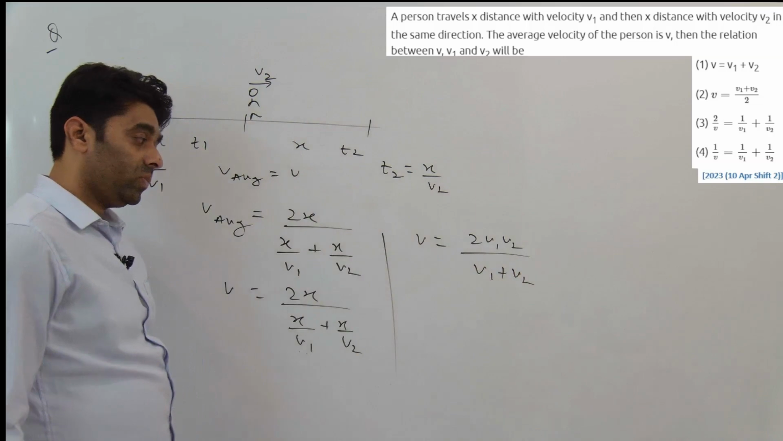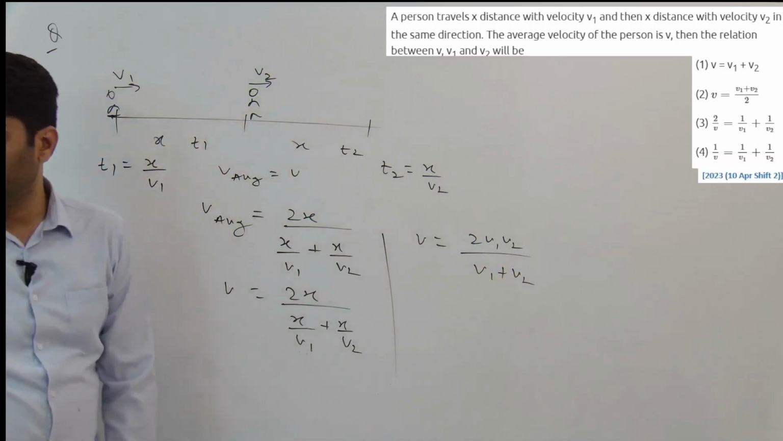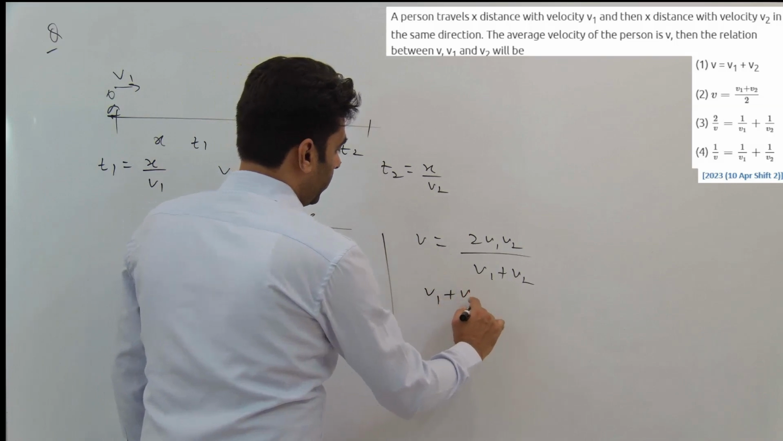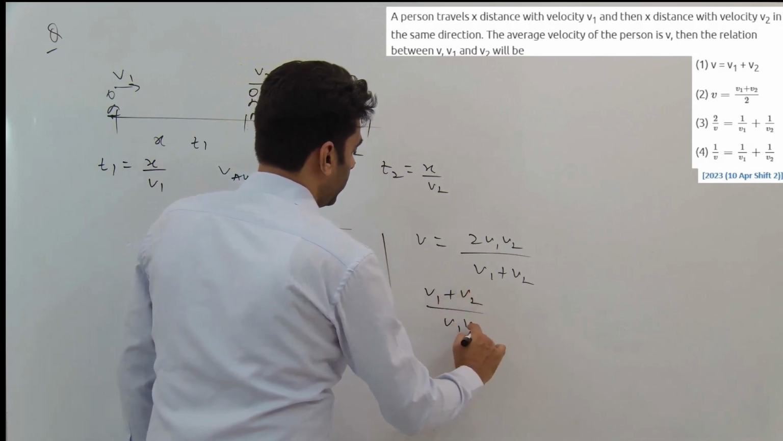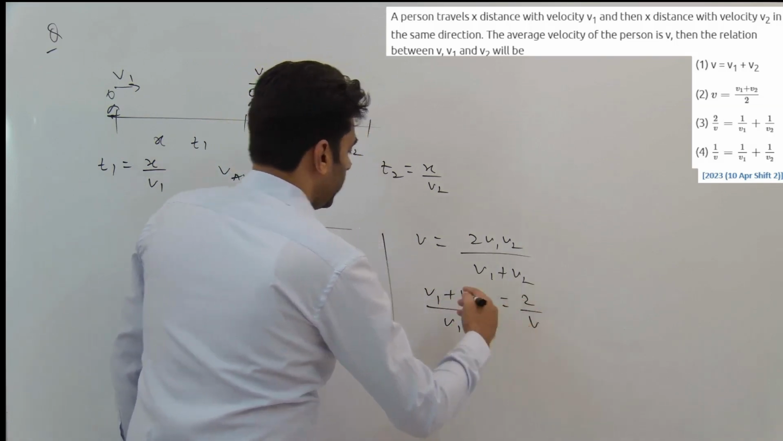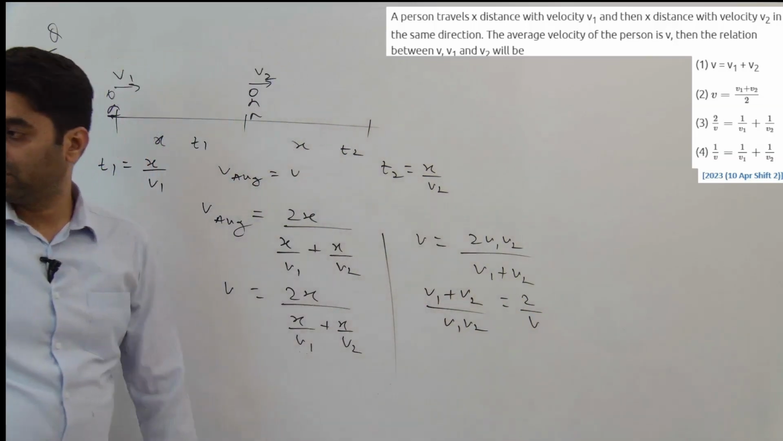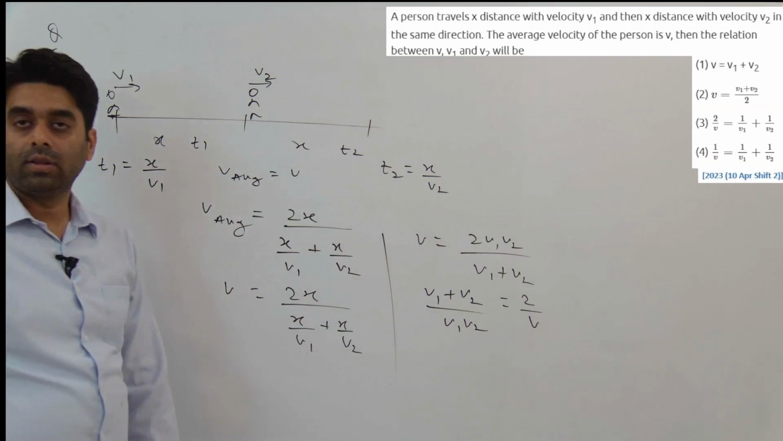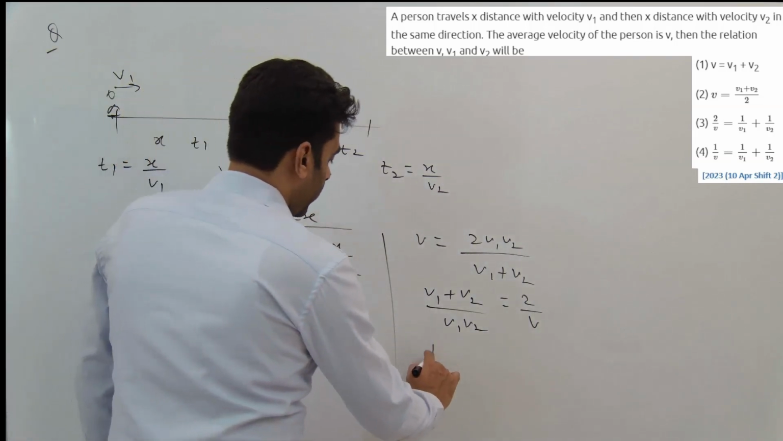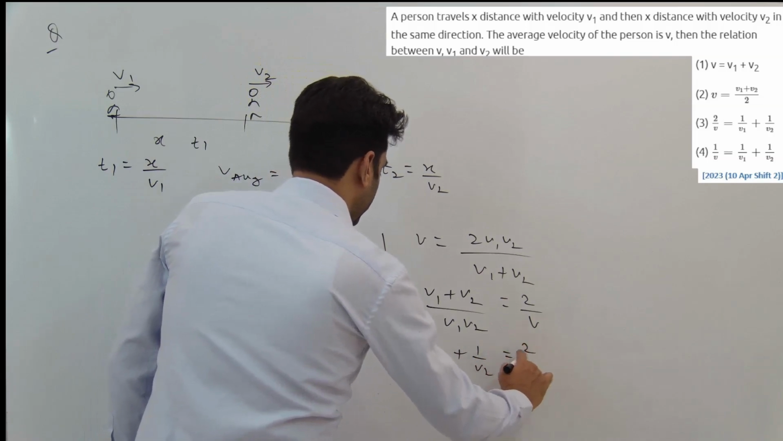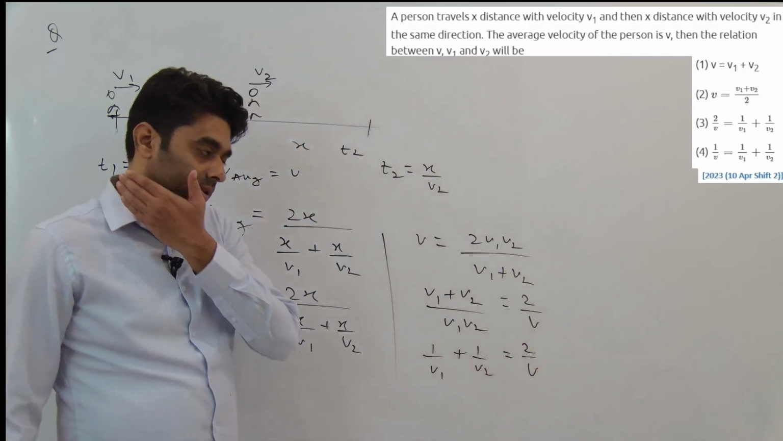Now if you look at the options which are given to you, if we rearrange this, I take over here (v1 plus v2) by v1v2 is equal to 2 by v. If you check it, we will get our option as option number 3: 1 by v1 plus 1 by v2 is equal to 2 by v. Option number 3 is the correct answer.